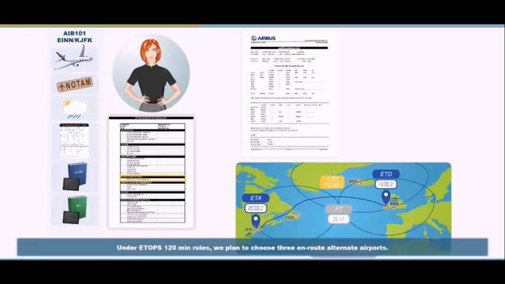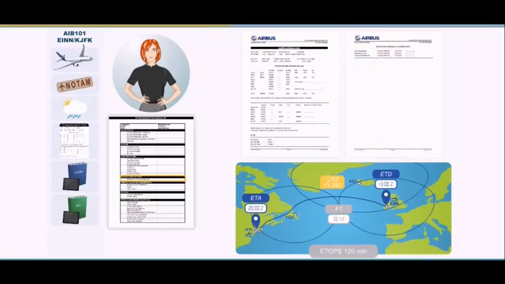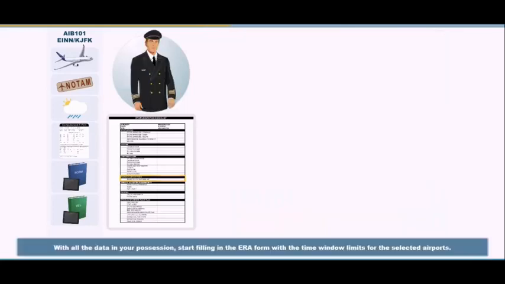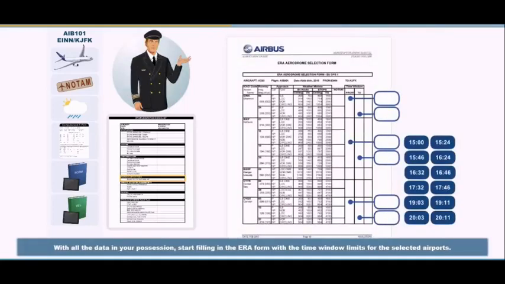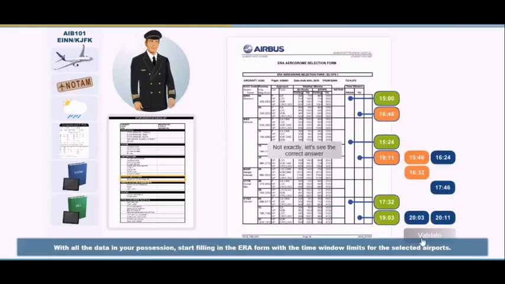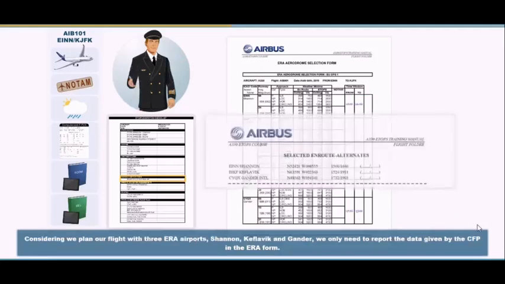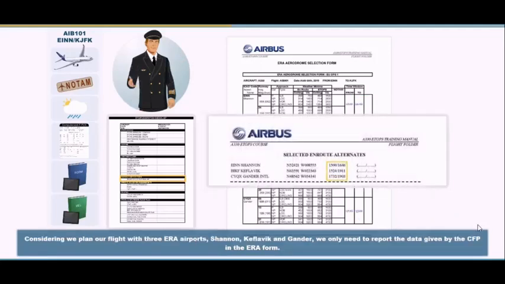Under ETOPS 120 minutes rules, we plan to choose 3 en route alternate airports. In the CFP, is also given the time window for the selected ERA airports. In your possession, start filling in the ERA form with the time window limits for the selected airports. Considering we plan our flight with 3 ERA airports, Shannon, Keflavik and Gander, we only need to report the data given by the CFP in the ERA form.